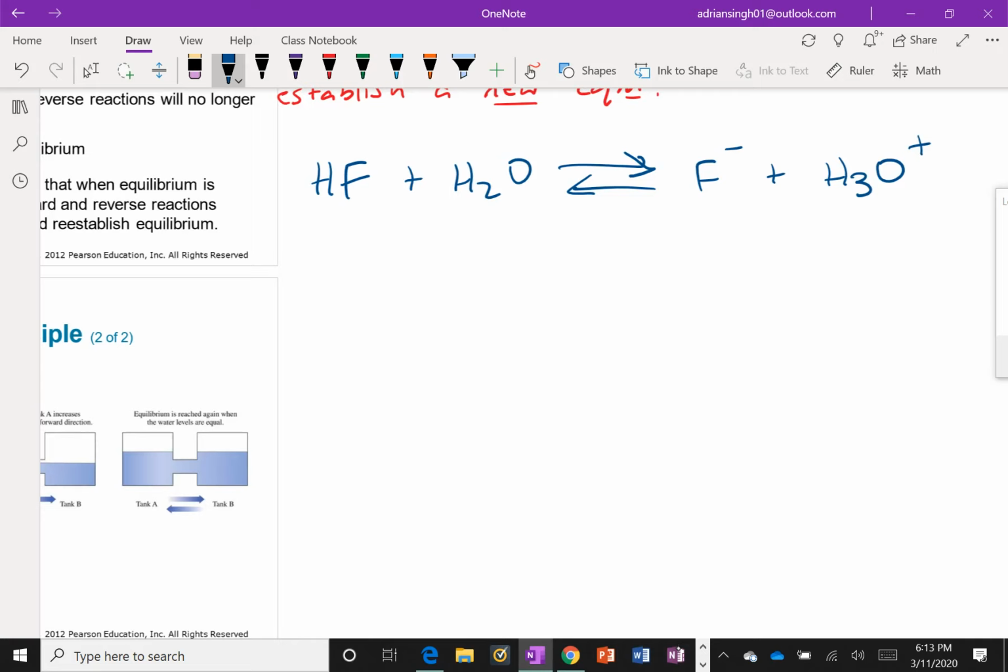So, a couple of things to note. First thing is, it's an acid-base reaction. We have an acid, we have a base. Second thing to note is the arrow. Right, so the double-headed arrow is your clue that this is a reversible reaction. It's going to be a reaction where equilibrium is going to be important. So let's say we disturb this.